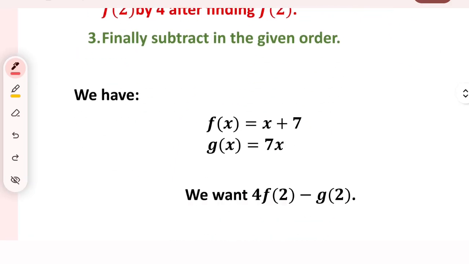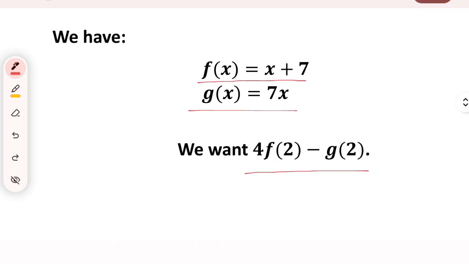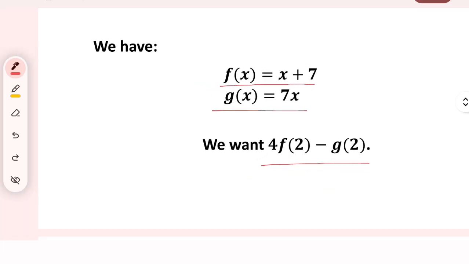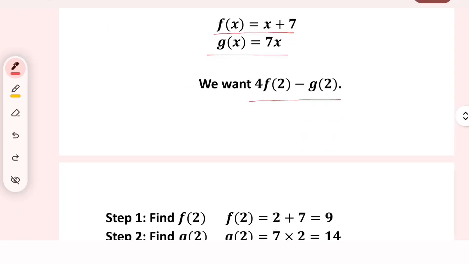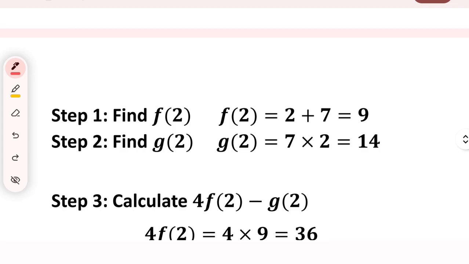So let's analyze what is given. These are the functions that are given. We have f of x given to be x plus 7, and g of x is also given, which is 7x. And the problem wants us to find the value of 4 f of 2 minus g of 2. According to my strategy, you need to substitute first the value of 2 into the function. So step 1 is you substitute the value of 2 into the function.